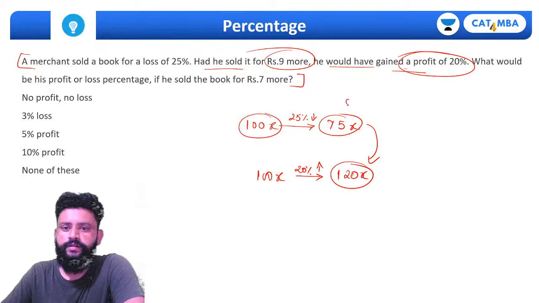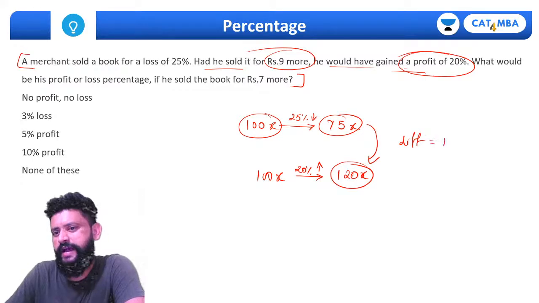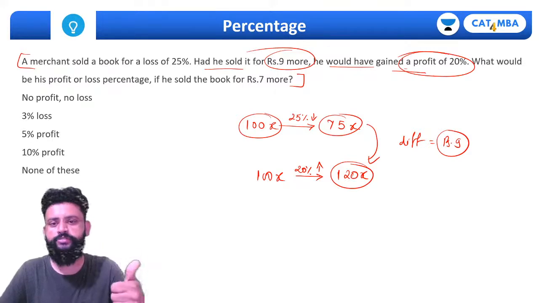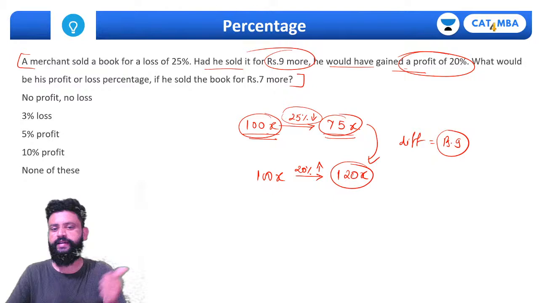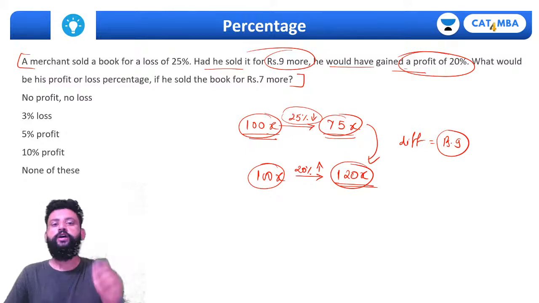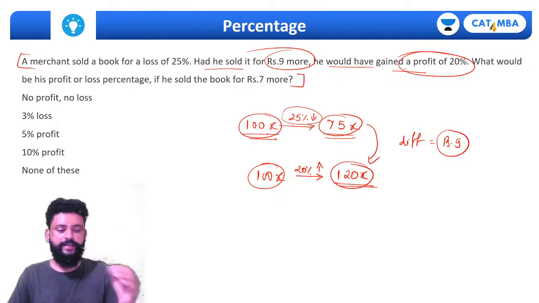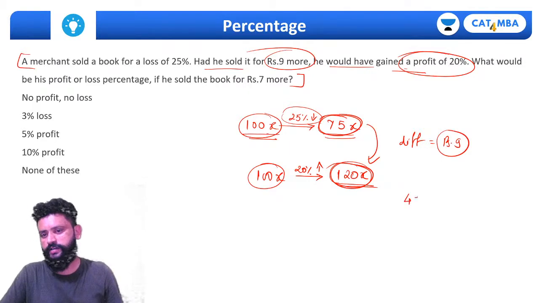Now take the difference between these two selling prices. This difference is given as rupees 9. Hopefully you understood this. Give me a thumbs up guys, those who are watching and have understood this part. If he bought at 100x, first he sold at 25% loss, 75x. If he has to sell at 20% profit, he must sell at 120x. And it is given that if he had sold 9 rupees more compared to the previous selling price, he would have had 20% profit. That means the previous selling price is 75x and the current selling price is 120x. The difference between these two will be 9, and the difference here is 45x is 9.